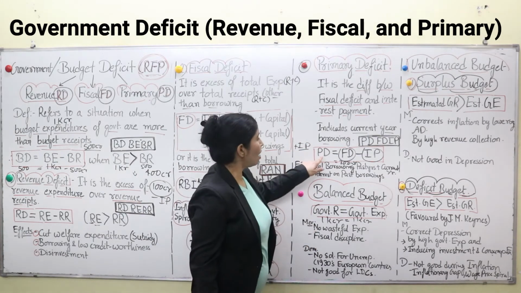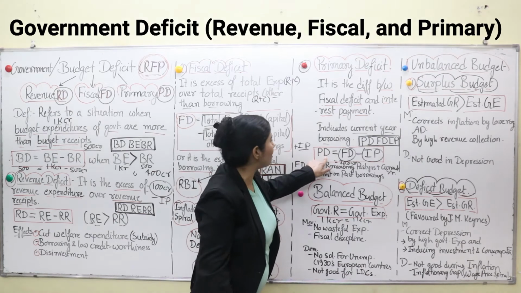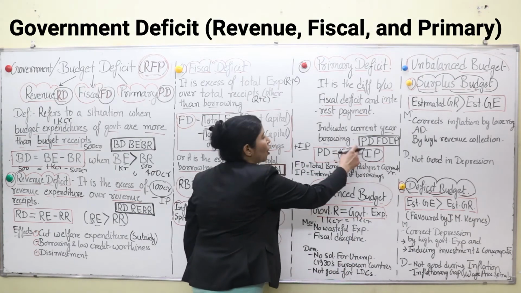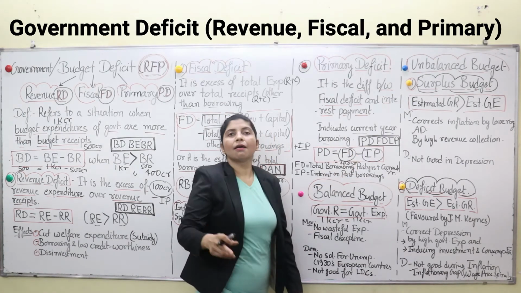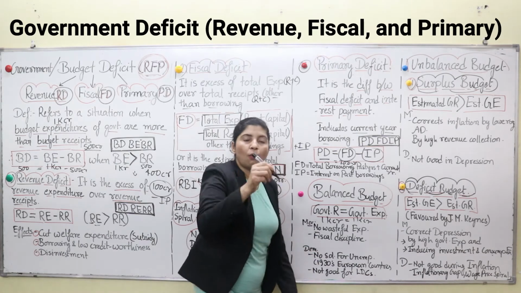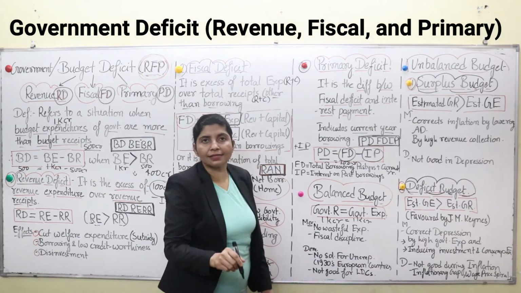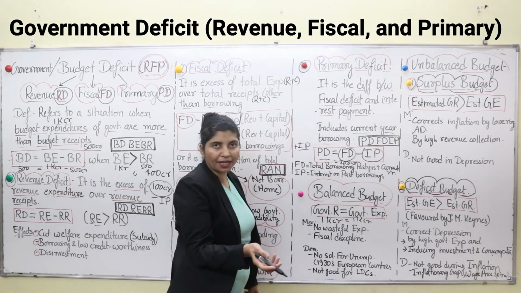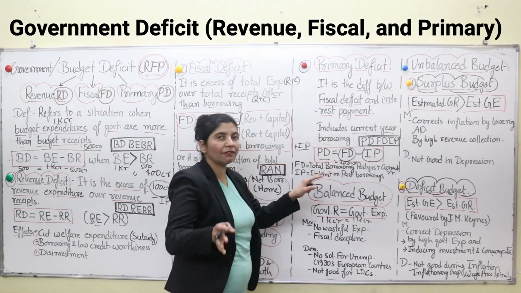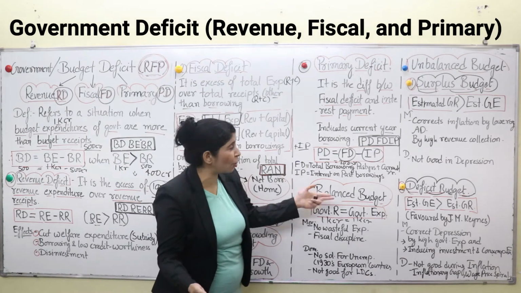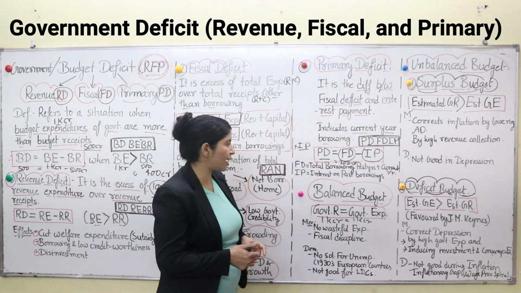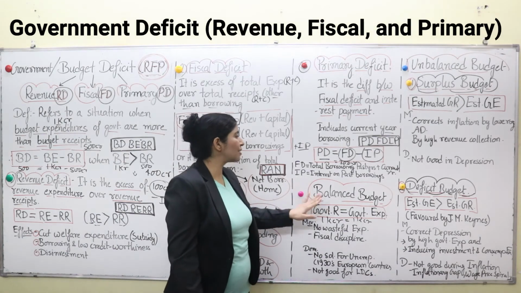Now PD, that means primary deficit, is equal to FD minus interest payment. So whole borrowing minus your interest payment is equal to PD, primary deficit. That means what you are borrowing for the current year, this year, right? For 2020, if you say, what will happen here? Total fiscal deficit, whatever government is intending to borrow, minus the interest payment for previous loans, you will get primary deficit, right?